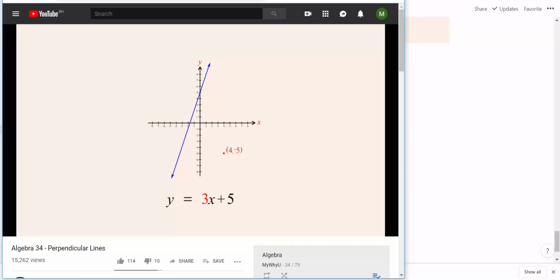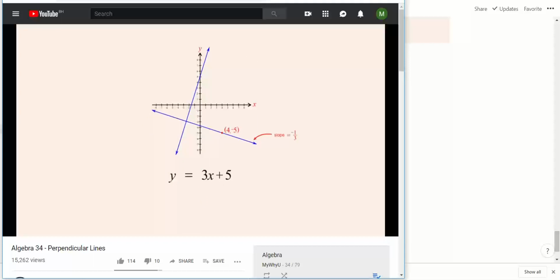Since the slope of the given line is 3, the slope of the perpendicular line must be the negative reciprocal of 3, or -1/3. Knowing the slope and the coordinates of a point on the line, we can write the equation for the perpendicular line using the point-slope form. The constant m is the slope, -1/3, and constants x1 and y1 are the coordinates of the given point, 4 and -5. The equation can then be simplified by writing y minus -5 as y plus 5.